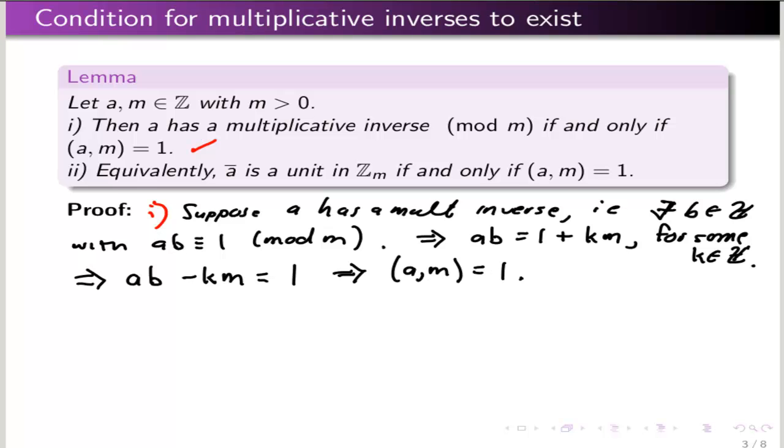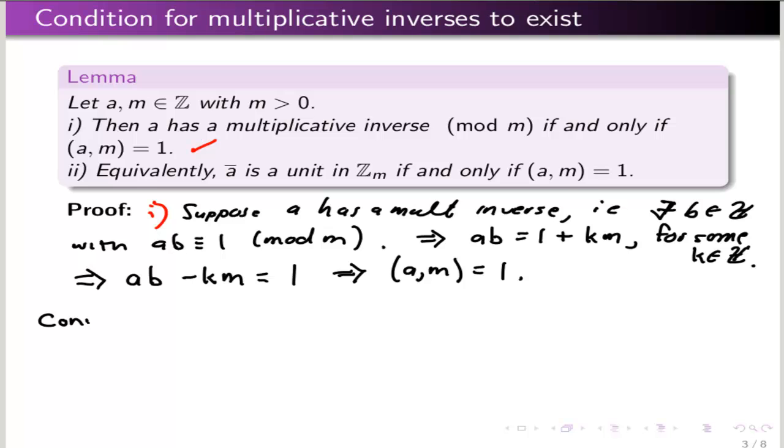By what we saw in an earlier chapter. Remember, if there was any divisor of A and M, then it would have to divide this linear combination, which would mean it's a divisor of 1. Okay, so that's one direction.